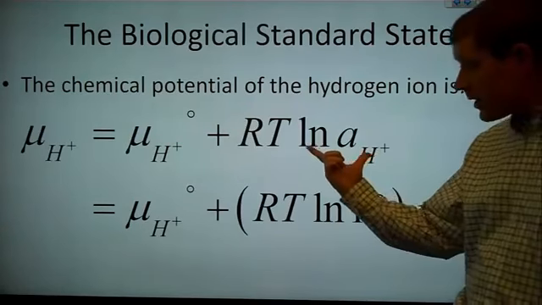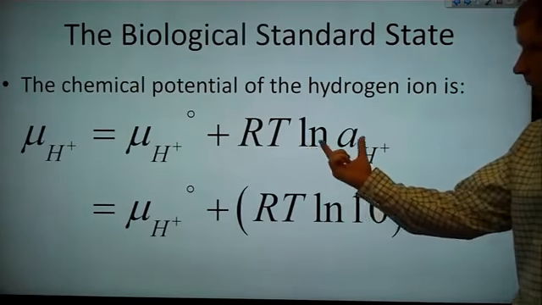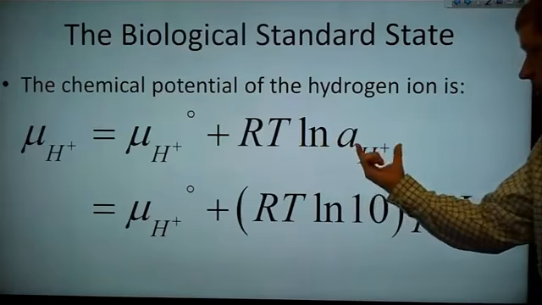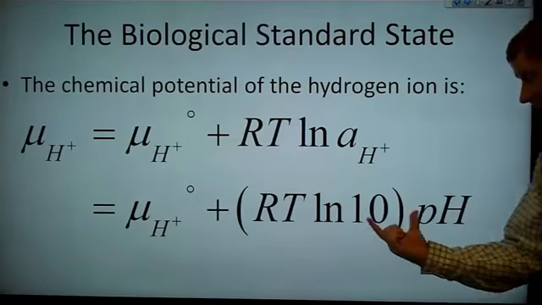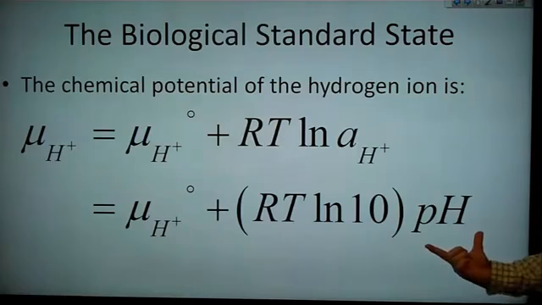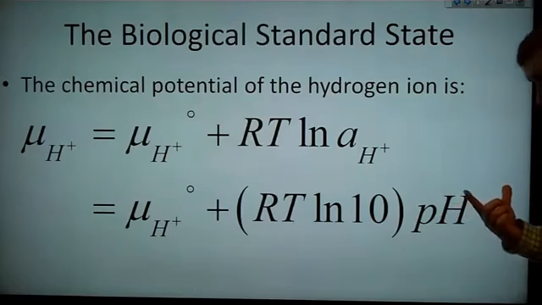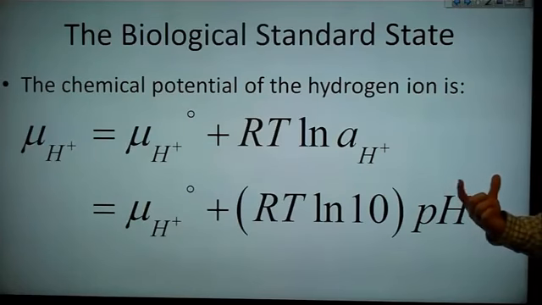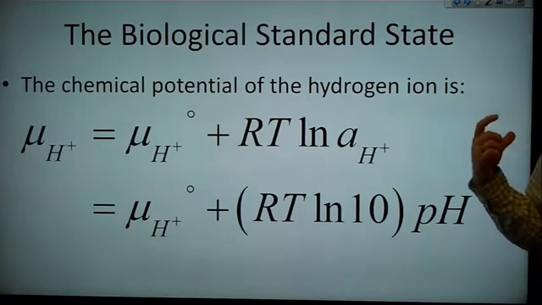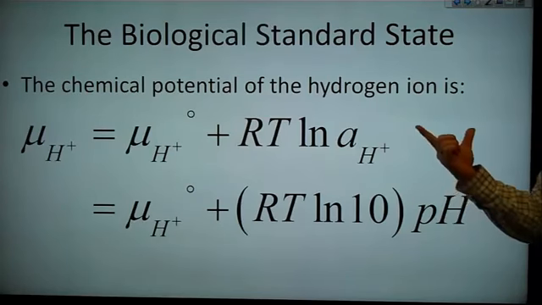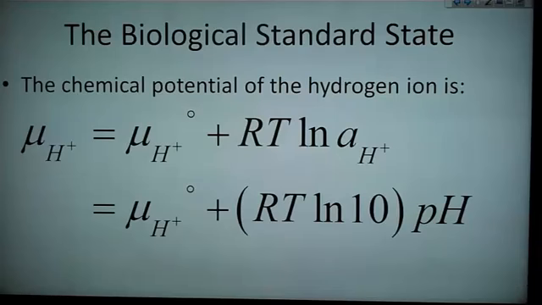And this term, R times T times the natural log of the activity, simplifies to R times T times the natural log of 10 times the pH. Because remember, the pH is minus log base 10 of the hydrogen ion concentration. And so we can make this simplification here.